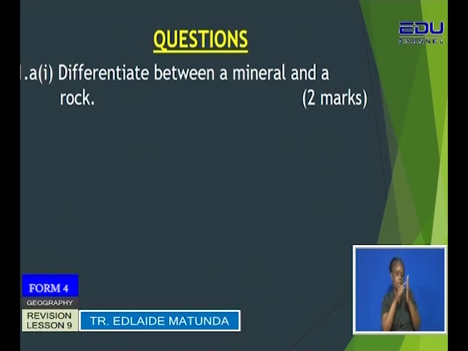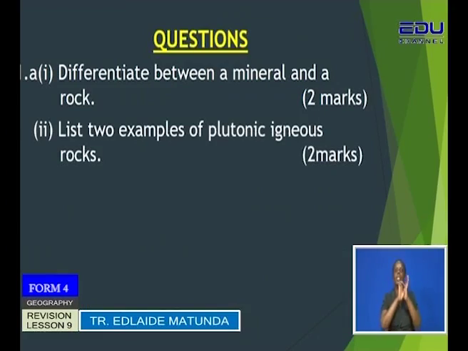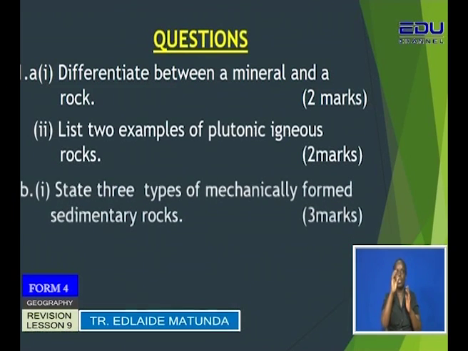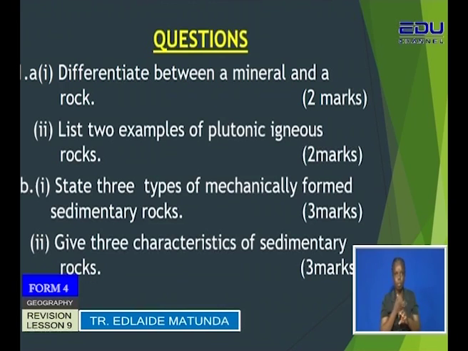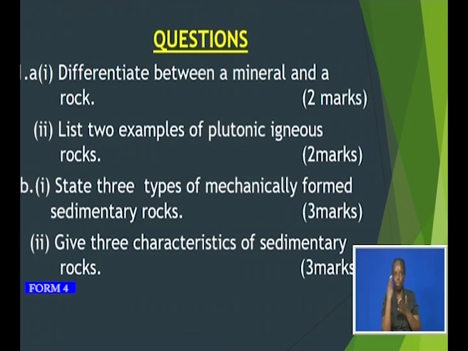The questions that we are going to handle today are the following. The first one: differentiate between a mineral and a rock. Then we have the second one: list 2 examples of plutonic igneous rocks. We have the next one, that is B part 1: state 3 types of mechanically formed sedimentary rocks. Then we have B part 2: give 3 characteristics of sedimentary rocks.